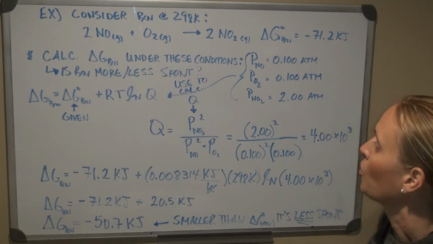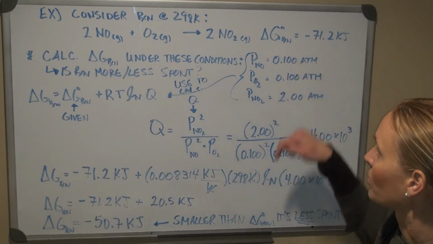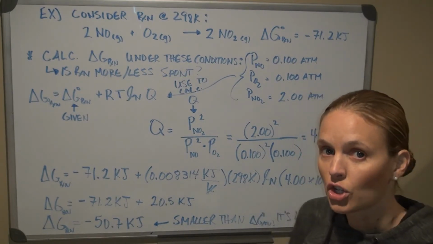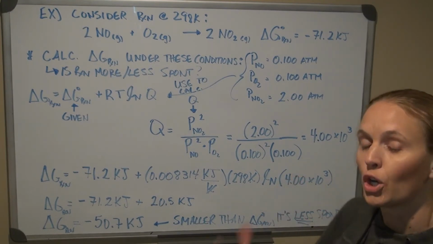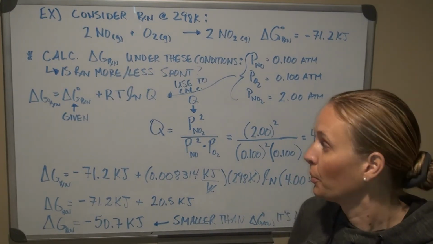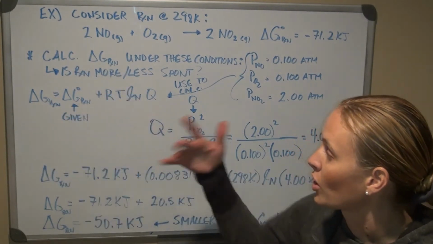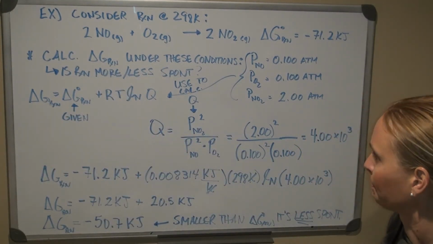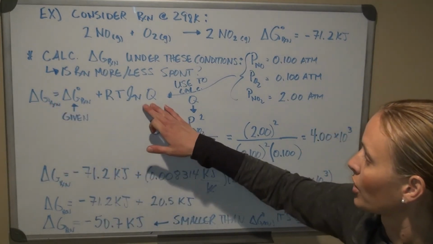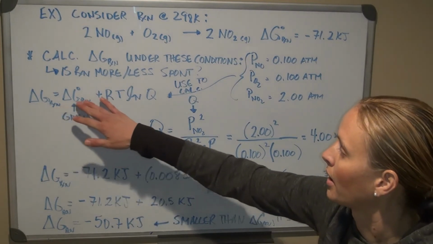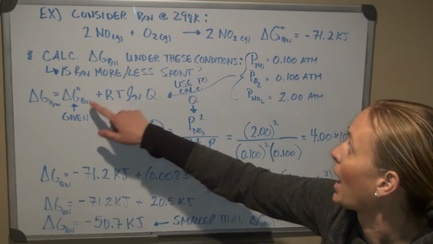So we need to use this equation because we don't know if these numbers here are the conditions when the reaction is at equilibrium. If we don't know, then we use Q. We use this equation here, and if they turn out to be equal to each other, then we would be at equilibrium. So I want to identify that I need to use this mathematical equation, and I'm given the delta G naught of the reaction here.